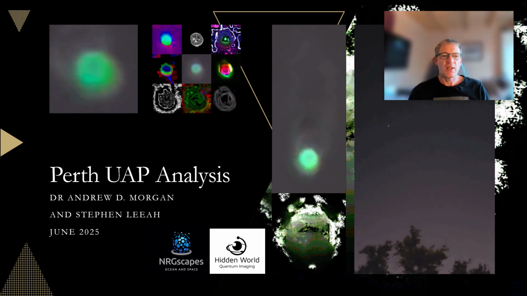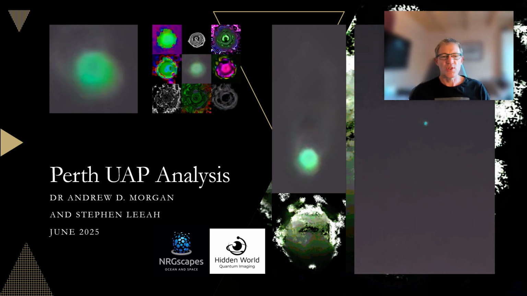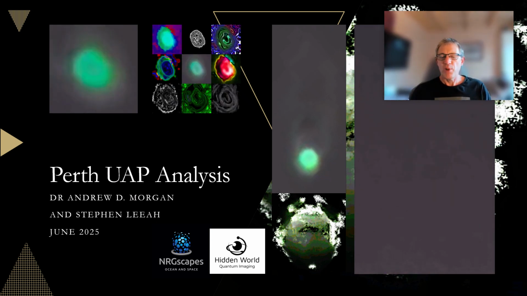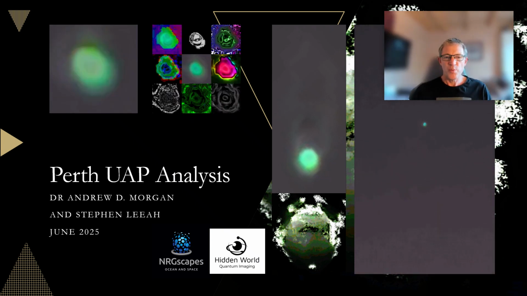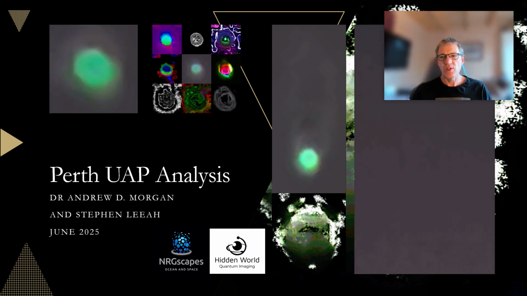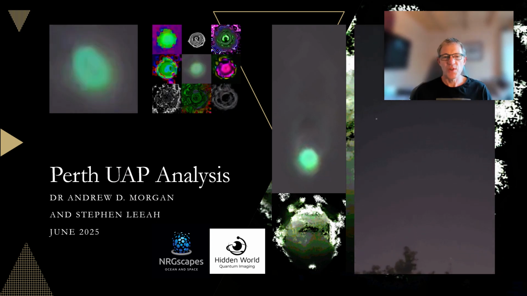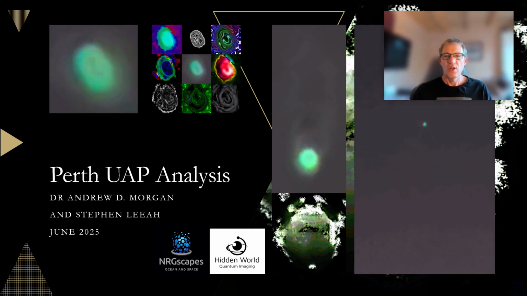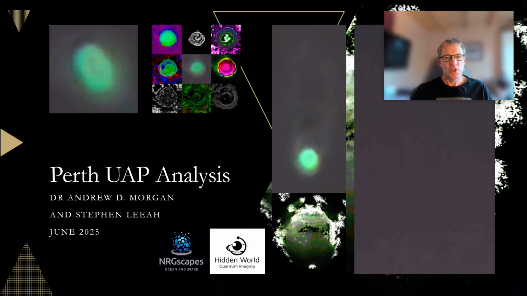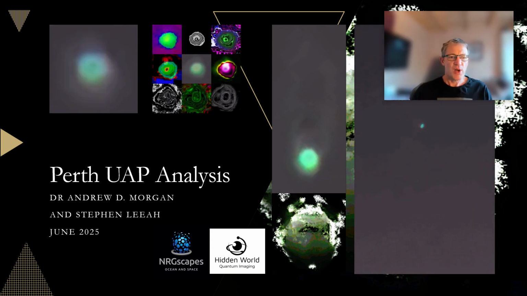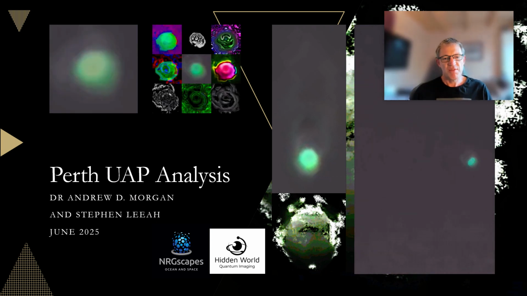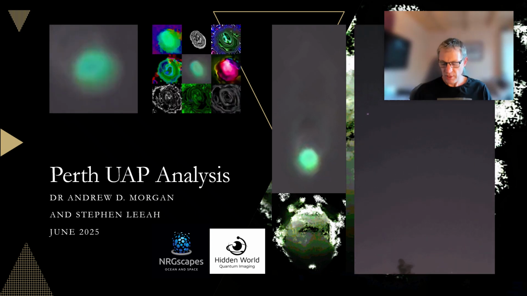This one's on a UAP that appeared across the skies in Perth that was uploaded to a public domain, and we acquired the film and decided to look into it and edit it ourselves. So we've published a paper on this to NRGscapes Lab on ResearchGate, and this is the presentation that goes with it. It's put together by myself and Stephen Lear of Hidden World Quantum Imaging.